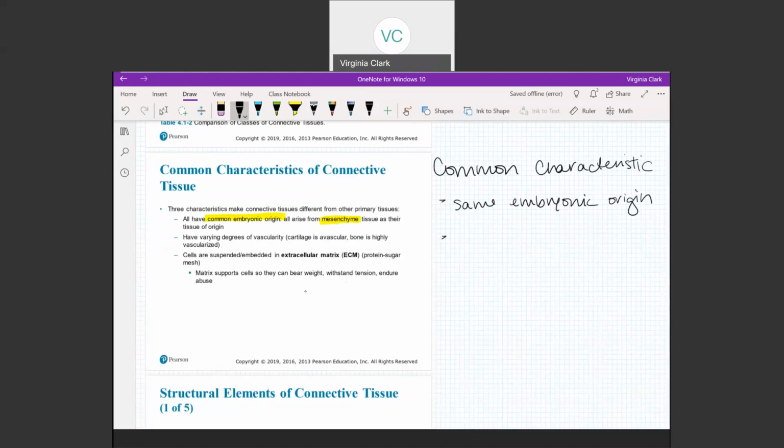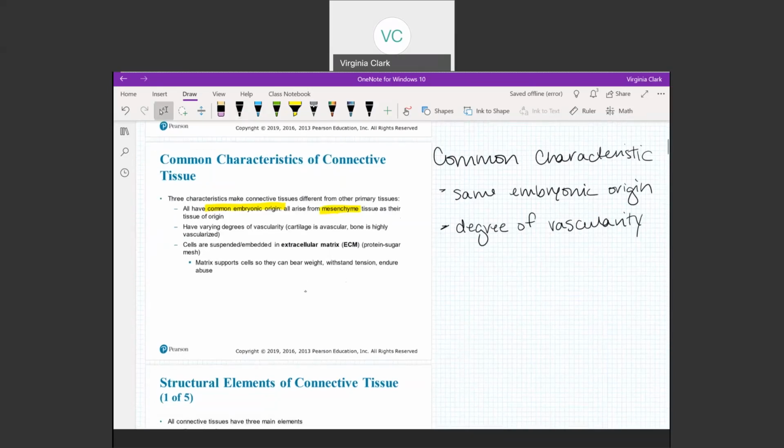They're all going to have some degree of vascularity. Like we said with epithelial tissue, where there is no blood supply, it is avascular. This is going to be degrees of vascularity. Our cartilage is actually going to be avascular, which means not vascularized. But when we get to the highly vascularized one, it'll be bone, surprisingly enough. So there's going to be some degree of vascularization, or some degree of blood supply.